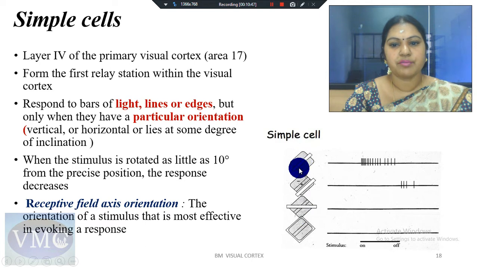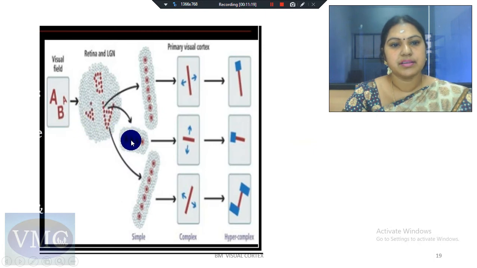So if a bar of light falls on a simple cell in a particular orientation, then it will get stimulated, it gets excited. You can see here, it throws the action potentials. But if the orientation is not in that particular position or in some other axis, then there is no response. You have the off response. So simple cells respond to light in a particular orientation. So here you can see the simple cell here. If this is the orientation, then it will pass on to the next cell.